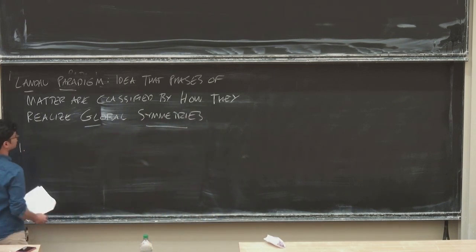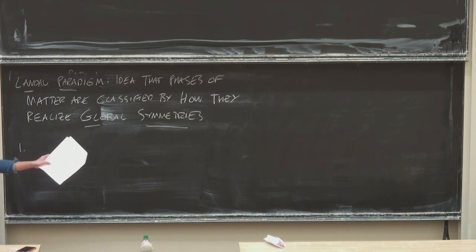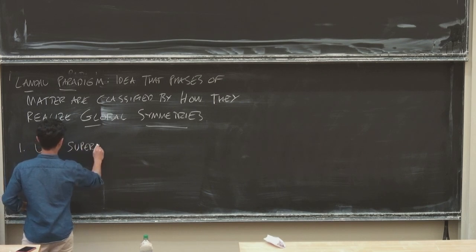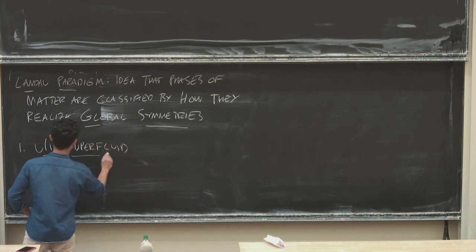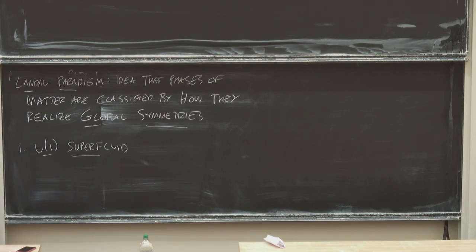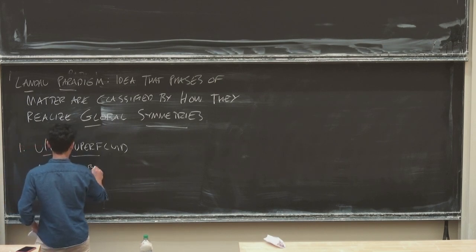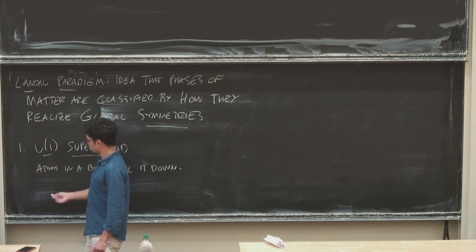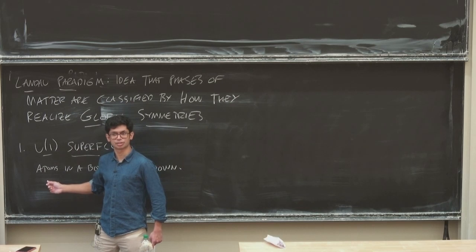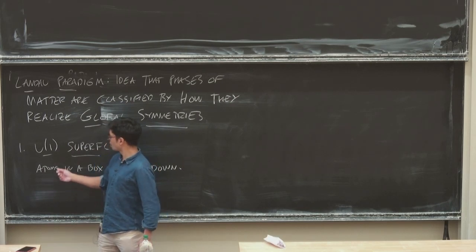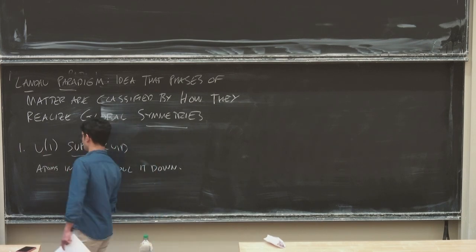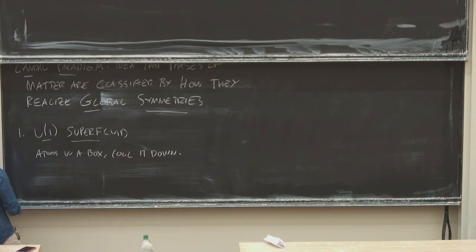So the first one that I'm going to talk about is closely related to the action that I've erased. And this is what's called the U1 superfluid. So what is a U1 superfluid? Well, the idea really is you take a bunch of atoms and you put them in a box, and cool it down. So the number of atoms is conserved, which means there is a U1 global symmetry associated with the atom number. And what happens is that there are again two phases.